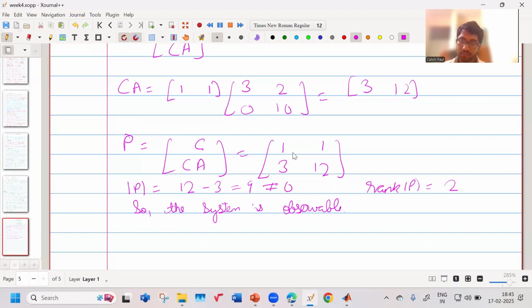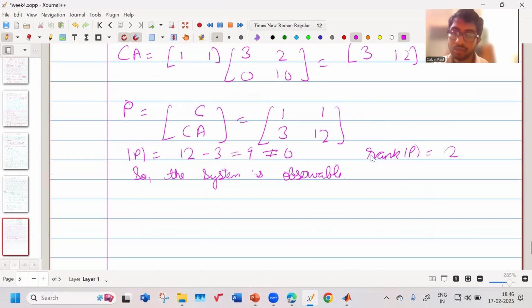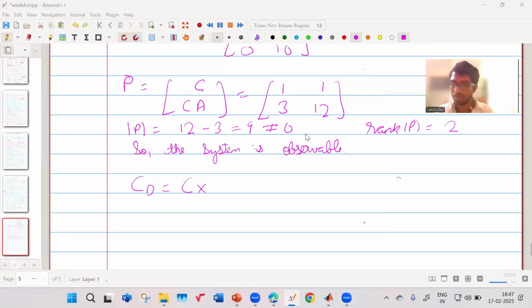So what we are seeing is that if you make it in Jordan form, in this Jordan form representation, it becomes much easier for you to say. Because it is zero, just by seeing the Jordan form matrix, you can say that it is uncontrollable, right? So let us see what happens when we convert the C matrix also. The C matrix is given by CD, which is C into V. So this actually is 1, 1.